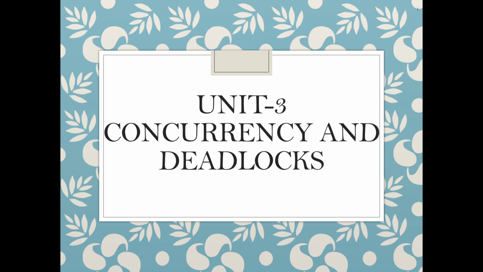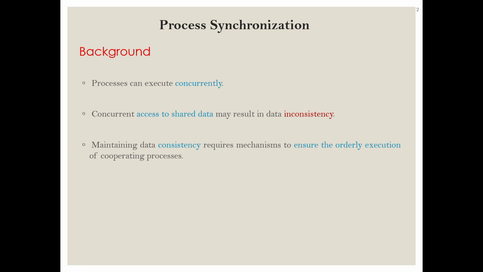So in this video I'm going to explain about module 3, called concurrency and deadlocks. So what is meant by concurrency? Concurrency is process synchronization, where processes can be executed concurrently. Concurrent access to shared data may result in data inconsistency. Maintaining data consistency requires a mechanism to ensure the orderly execution of cooperating processes.